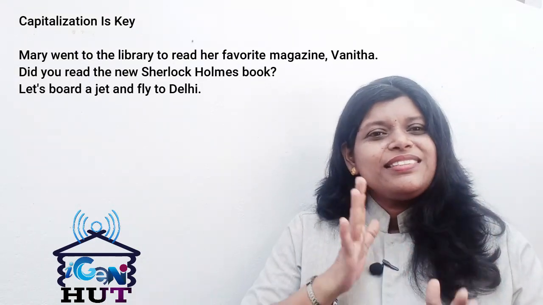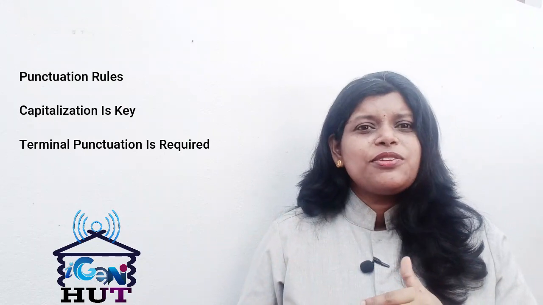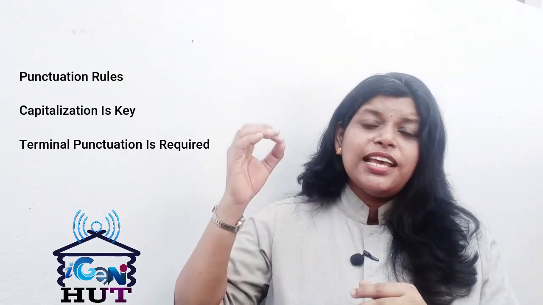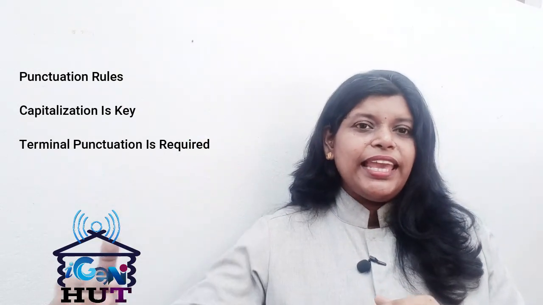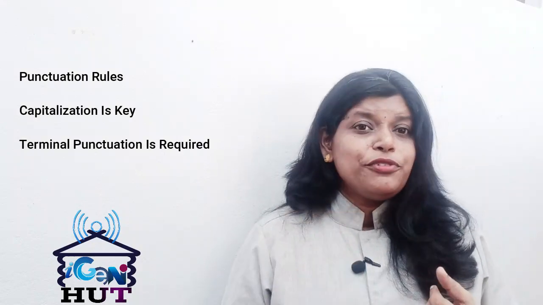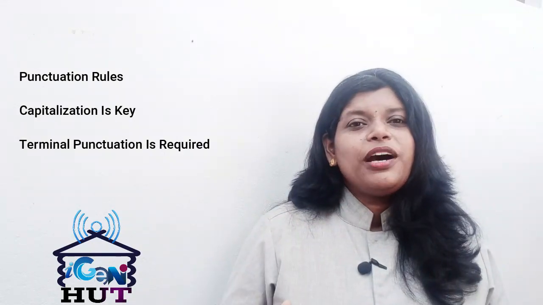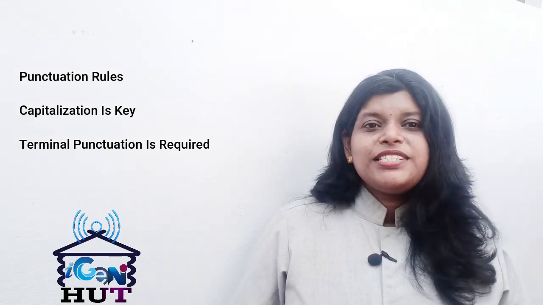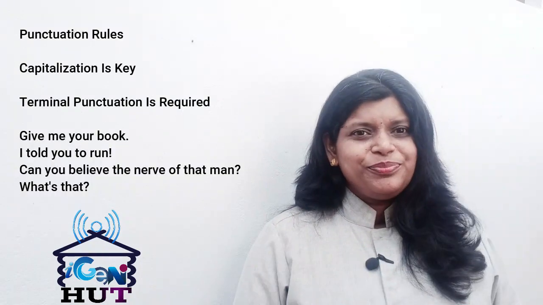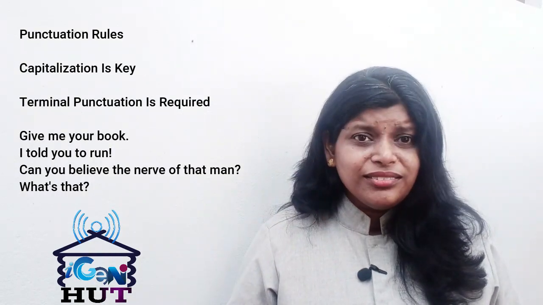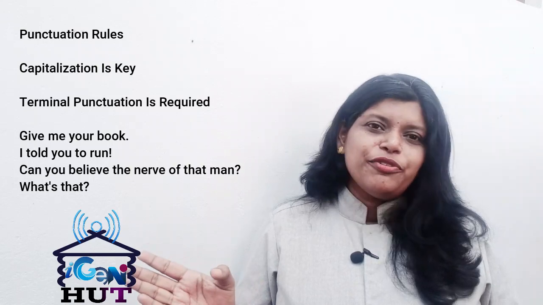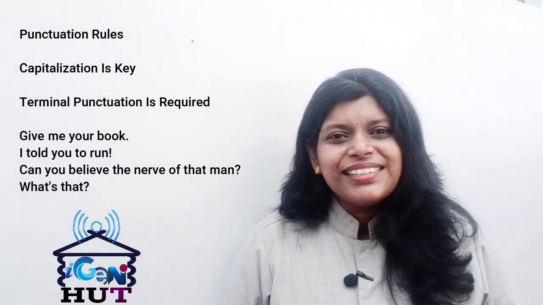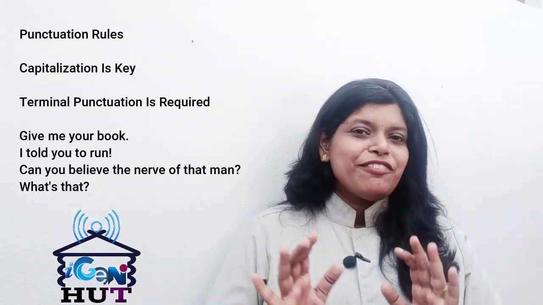Now the next is terminal punctuation. That is also required. Every sentence needs a terminal punctuation at the end of it. These include a full stop, exclamation mark, or a question mark. For example, give me your book. I told you to run. Can you believe the nerve of that man? What's that? So now we are done with the basic rules of English grammar.